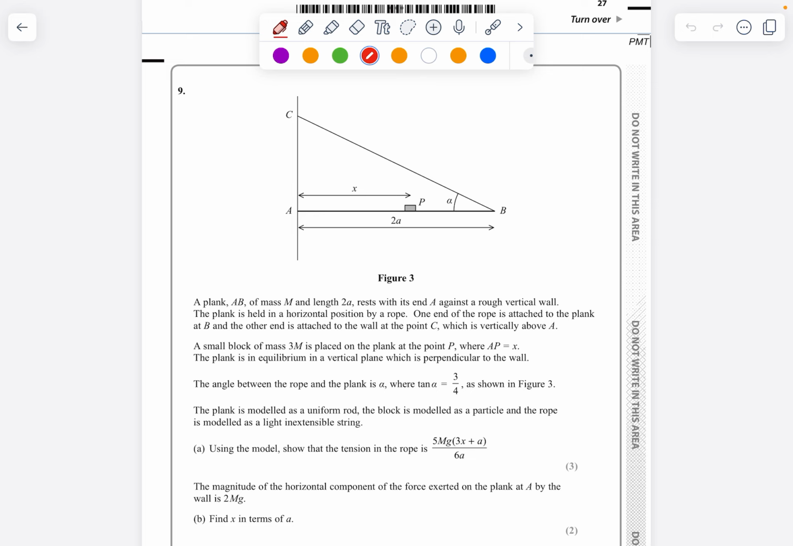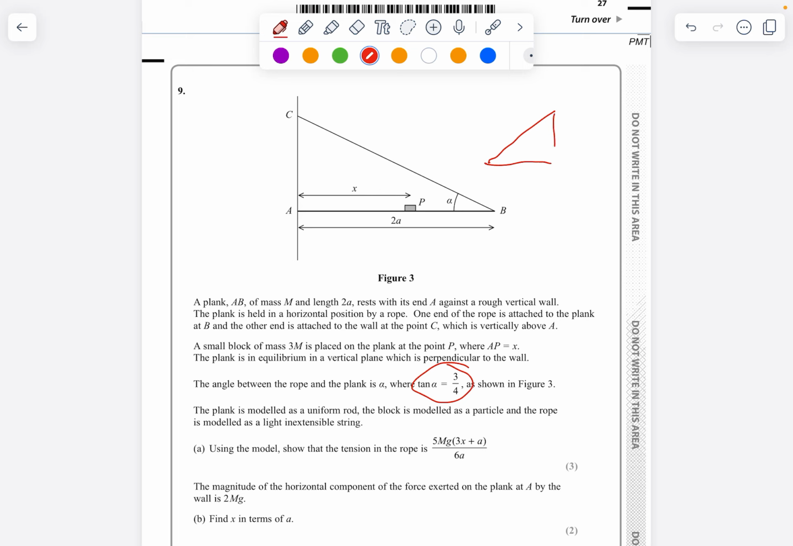Right, okay, so here is the mechanics question we looked at. We've got our plank being held by our inextensible string against the wall. We're told a few things. We are told that tan of alpha is 3/4.